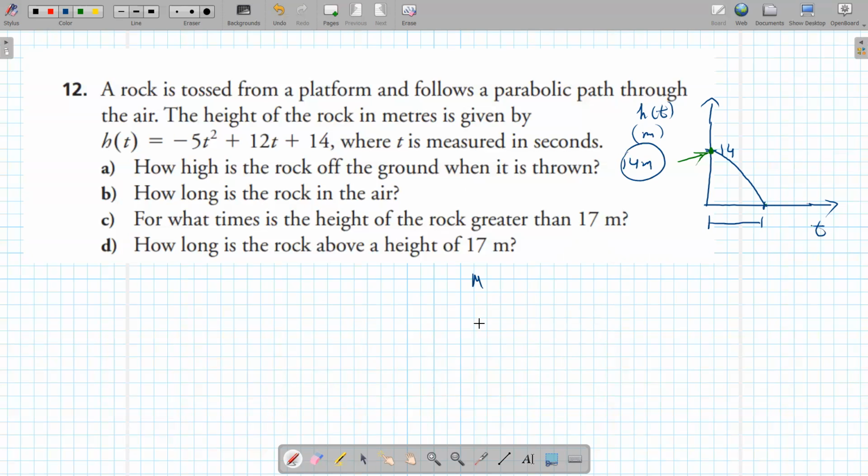So we can use the man method here because this is a quadratic. What does it multiply to? It's going to multiply to -5 times 14, okay? So it multiplies to -70. You see that? What does it add up to? It adds up to 12.